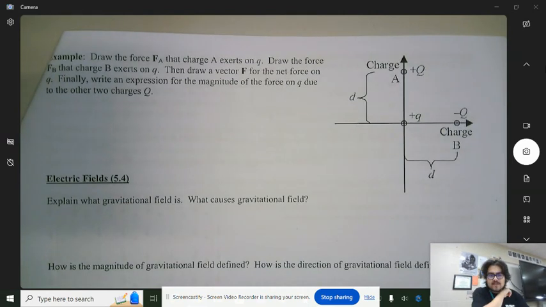Draw the force F sub A that charge A exerts on Q. Draw the force F sub B that charge B exerts on Q. Then draw a vector F for the net force on Q. Then write an expression for the magnitude of the force on Q due to the other two charges.